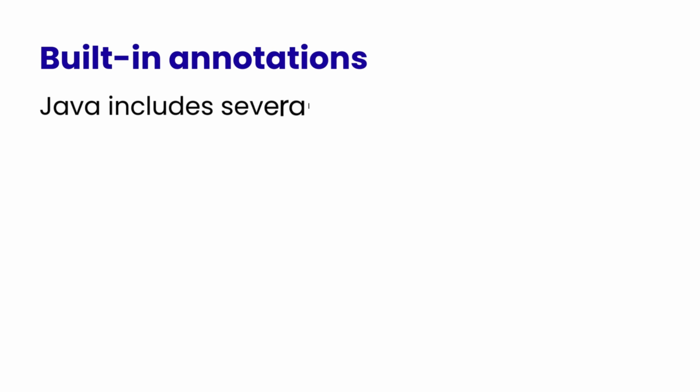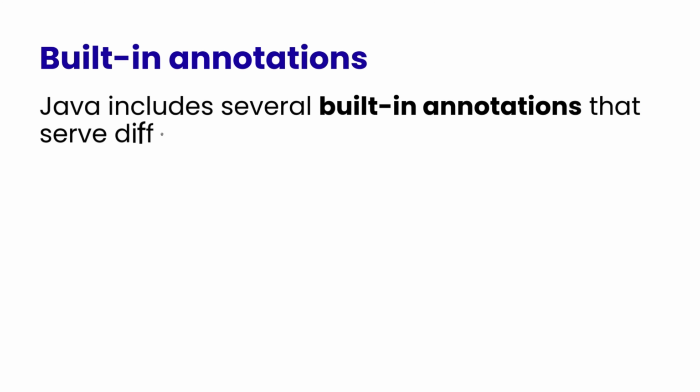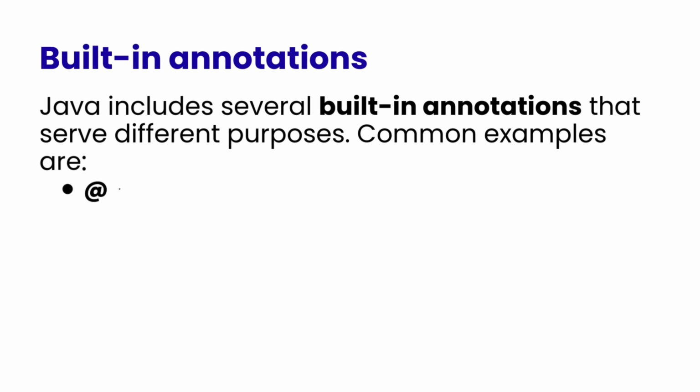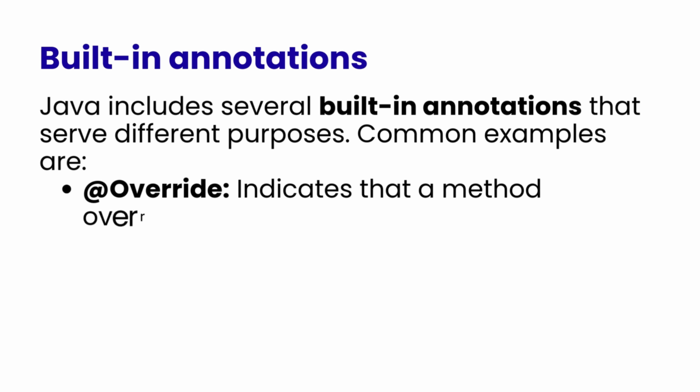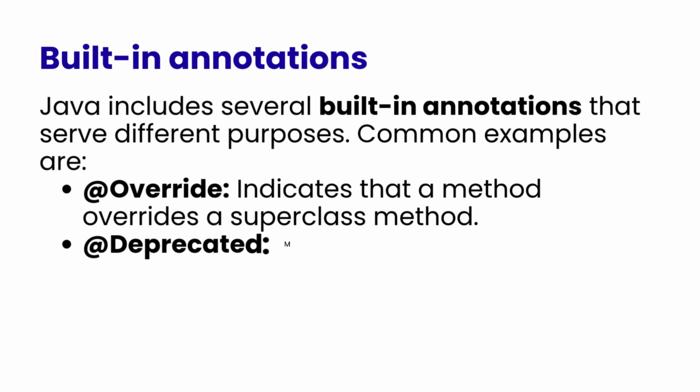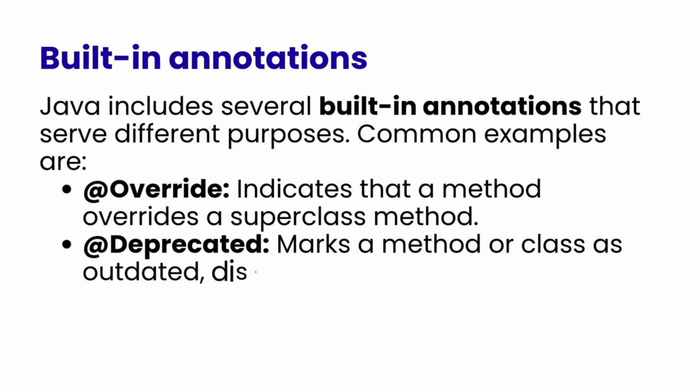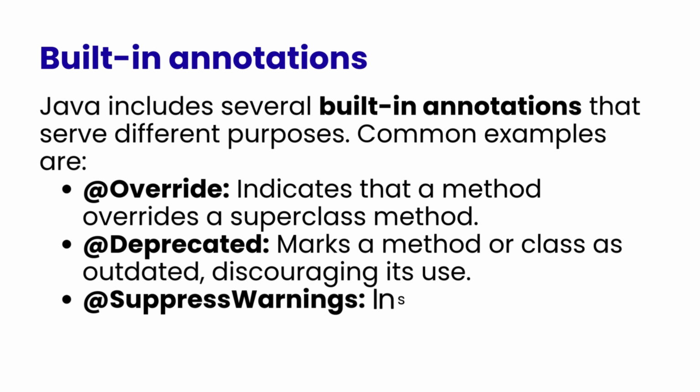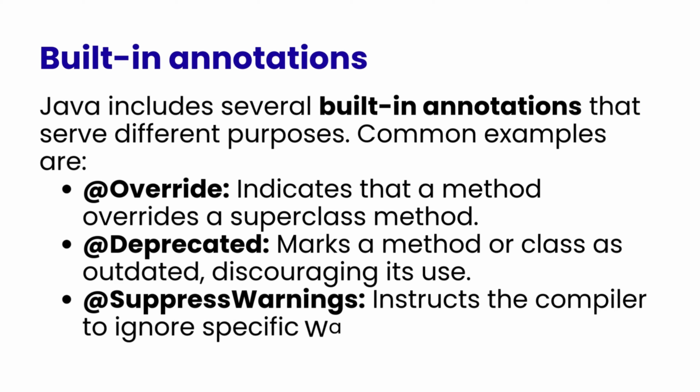Java includes several built-in annotations that serve different purposes. Common examples are: @Override indicates that a method overrides a superclass method. @Deprecated marks a method or class as outdated, discouraging its use. @SuppressWarnings instructs the compiler to ignore specific warnings.